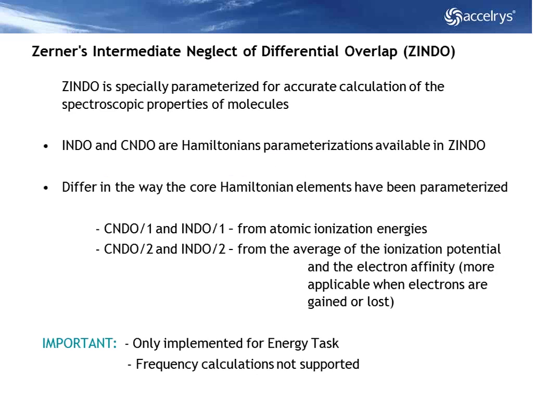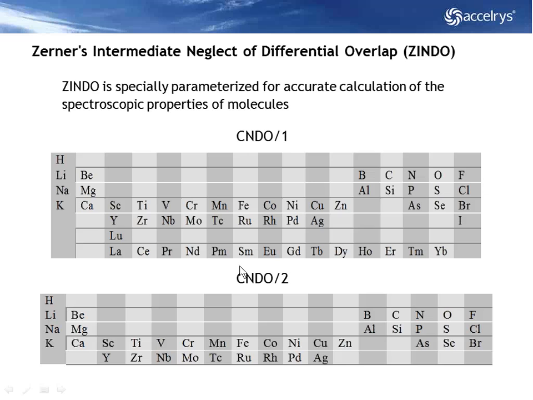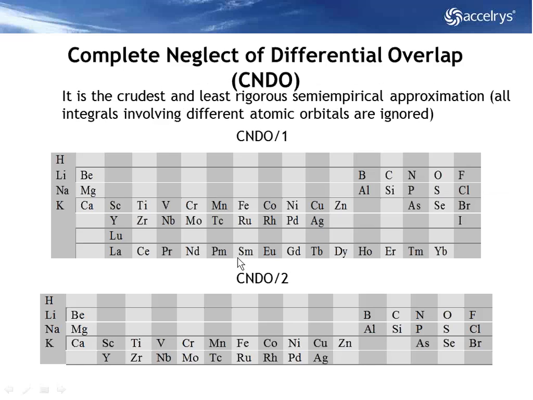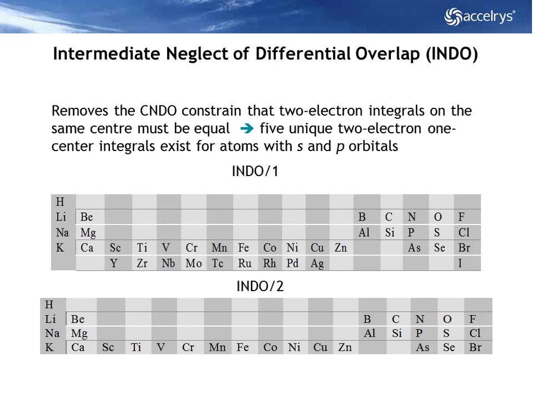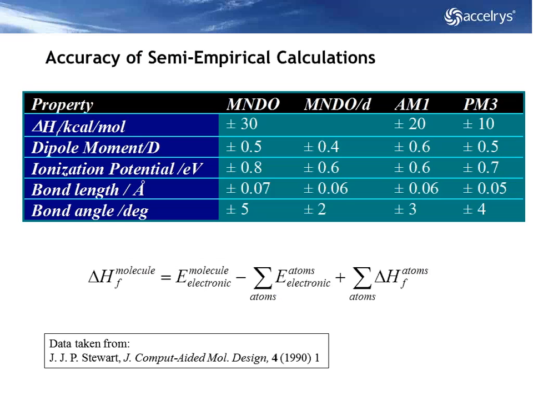There are a couple of other semi-empirical parameter sets implemented within Material Studio within the VAMP engine, which are Zerner's intermediate neglect of differential overlap, which is ZINDO, CNDO, INDO, right? And these allow us to do spectral predictions. There's obviously CNDO, which is complete neglect of differential overlap. It's the crudest, it's the least accurate, let us say, from a chemical standpoint, but it does pretty well, right?